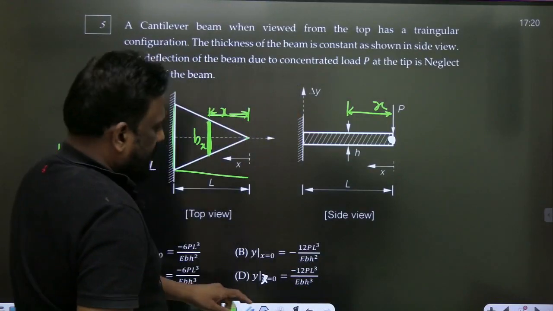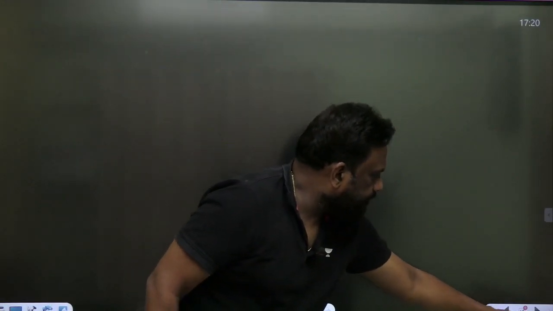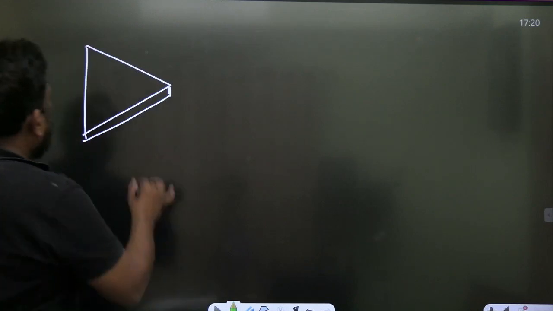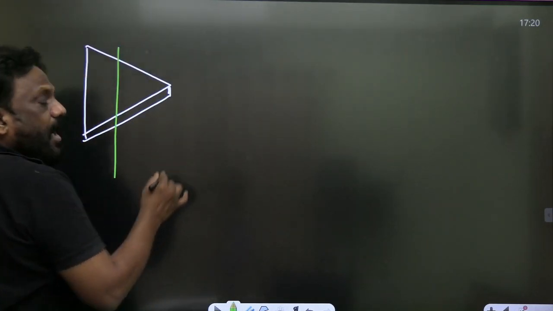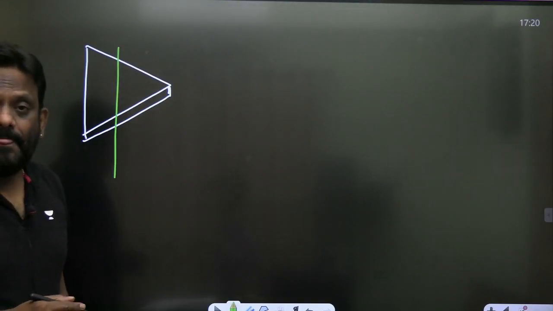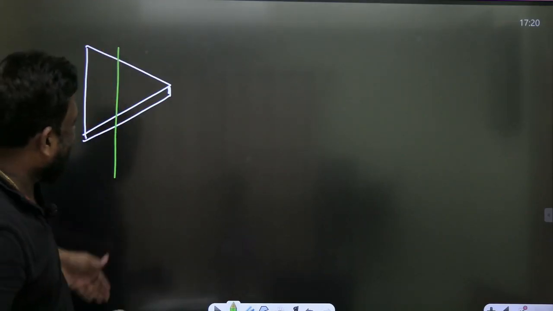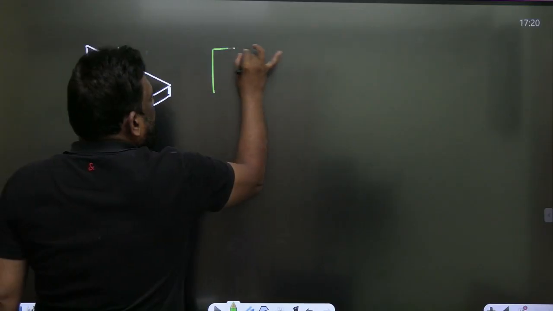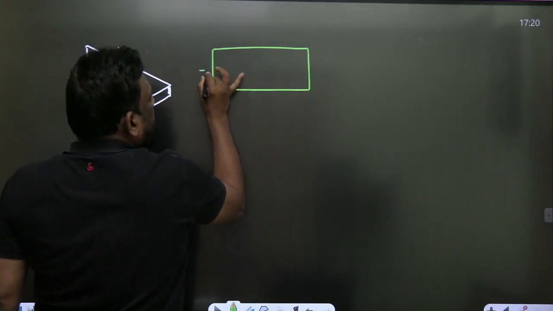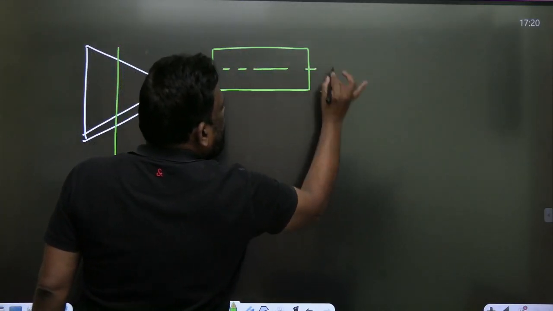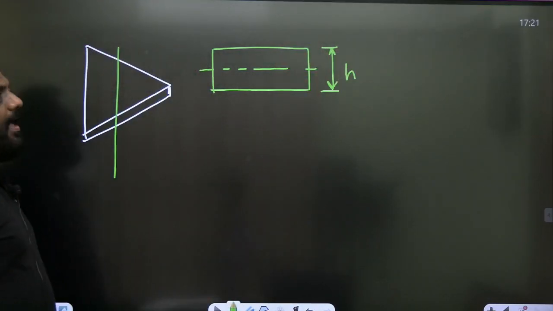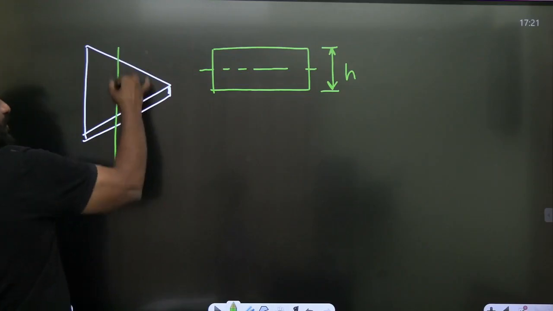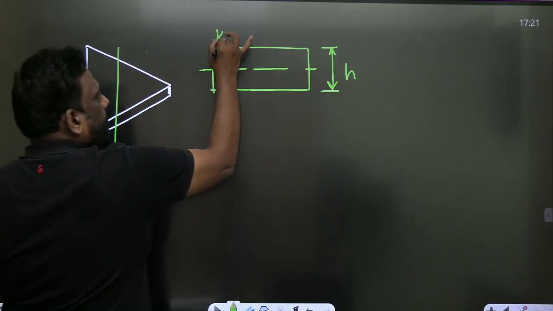Now take any section, my dear students. If you cut any cross section, of course it is a rectangular section, something like this. What is the depth given, sir? H is given, sir. Very good. And the width of this section is bx.